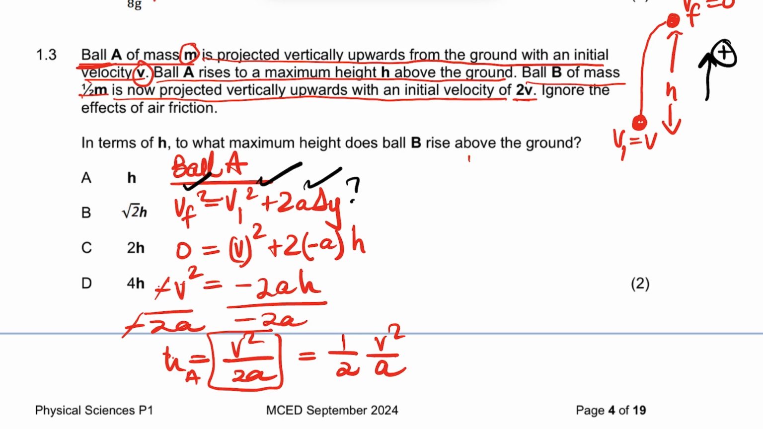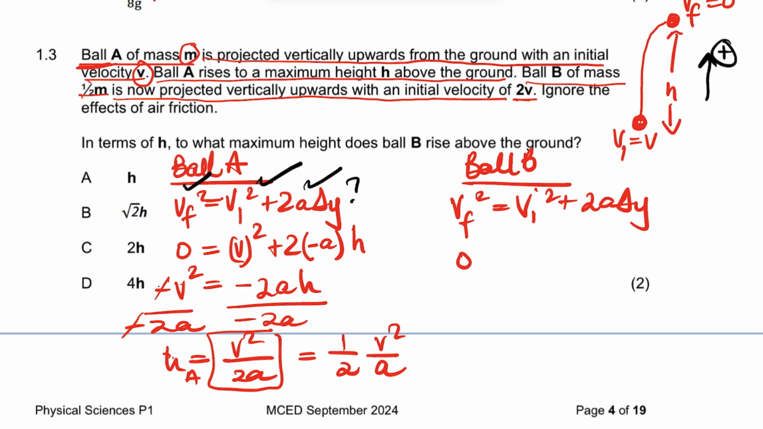Now let's look at ball B. For ball B, we're doing the same thing. We're using the same formula because we have similar quantities there. We substitute. The final velocity of ball B is going to be 0 again, as it goes up and reaches the maximum height. The initial velocity, we're told, is 2v. So it's 0 equals 2v squared plus 2 times the acceleration, which is negative, and the displacement is the height.